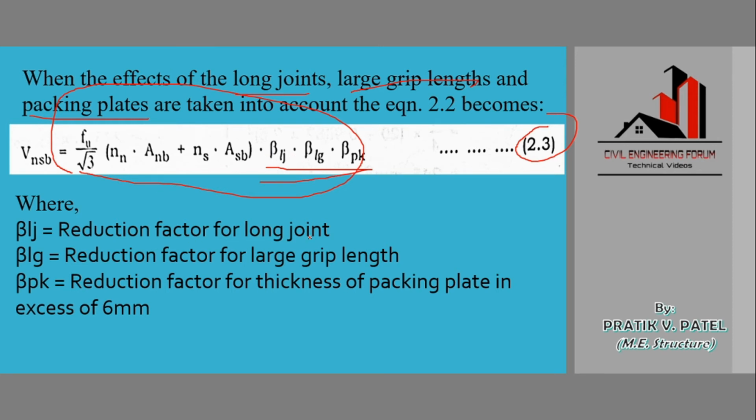There are reduction factors for long joint, reduction factors for large grip length, and reduction factors for thickness of packing plate in excess of 6 mm. For this I'll be preparing a different lecture actually. What are these reduction factors? We need to reduce the strength up to a certain limit. If we are using these packing plates and long joints and grip length, then we need to reduce the design strength or nominal design strength in shear. And to calculate the value of these reduction factors, I'll be recording an entirely different video, so just be active.